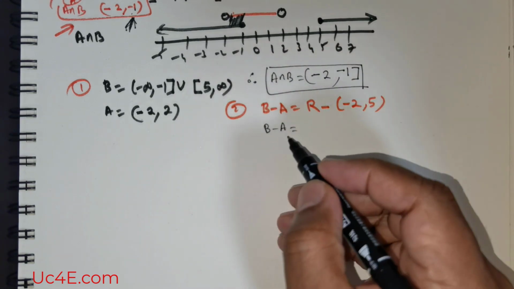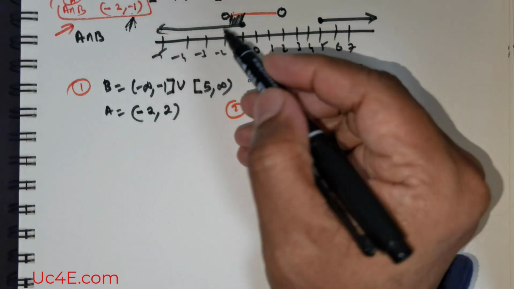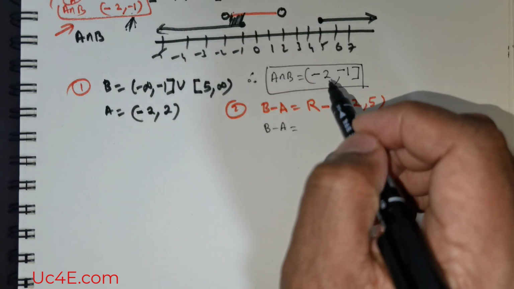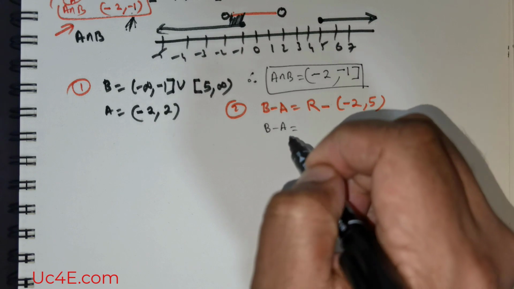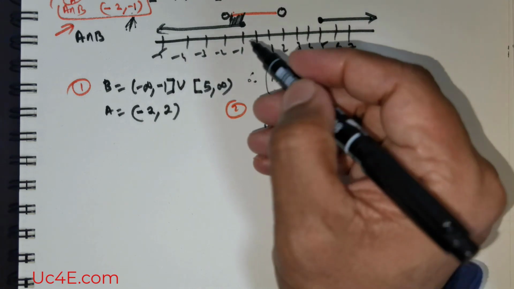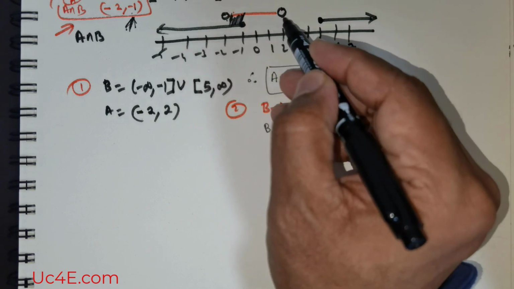From B, take away everything that belongs to A. Now go to the diagram. This is B, this dark line is B. From B I take away everything that belongs to A. So A is from -2 to +2.